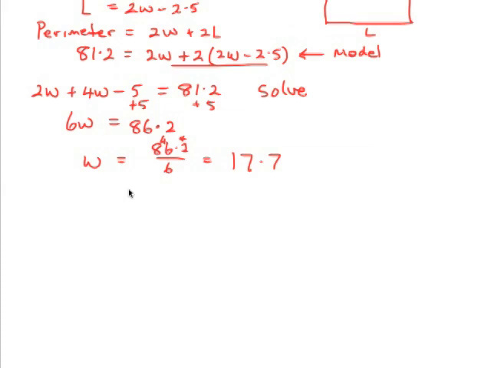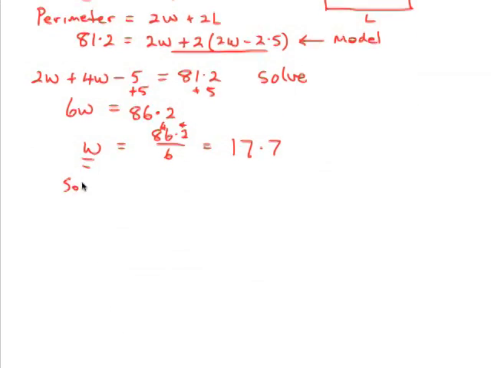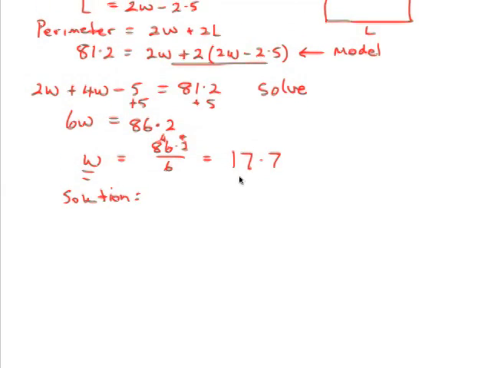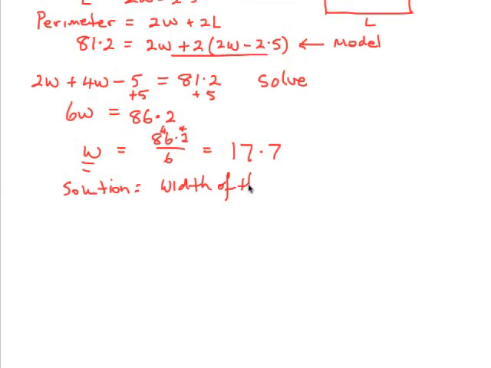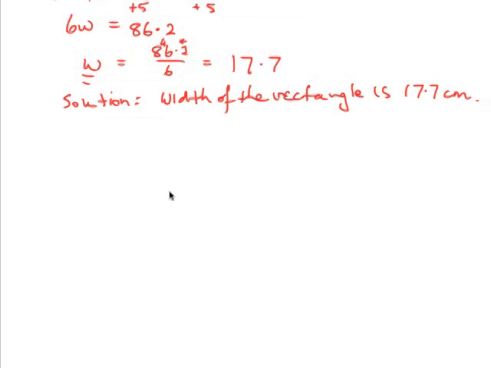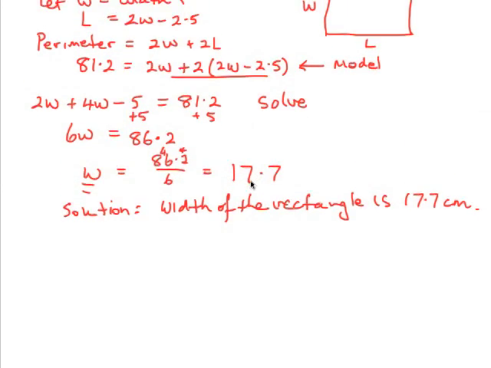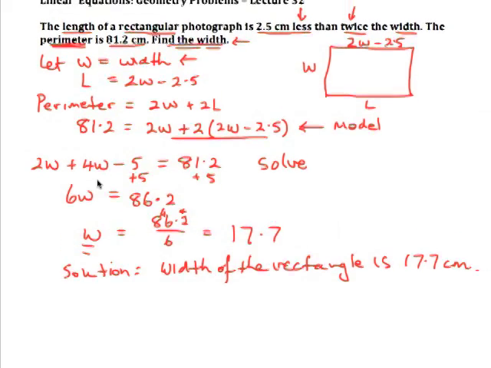Alrighty, so notice that our W was our width. We're asked to find our width, so our solution here is not just that. We have to write the solution in terms of what the question asks. So the width of the rectangle is 17.7 centimeters. And you always ask yourself, well, does that make sense? And can we check to see whether this is in fact true?